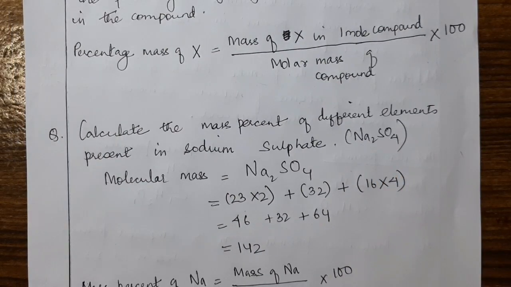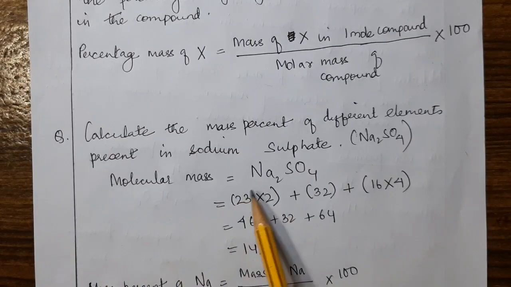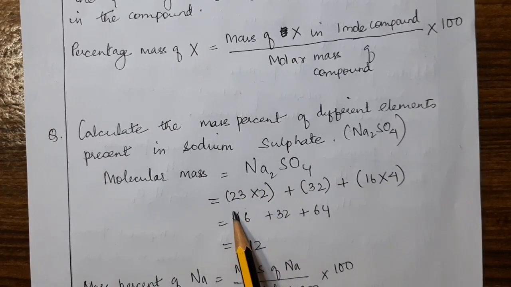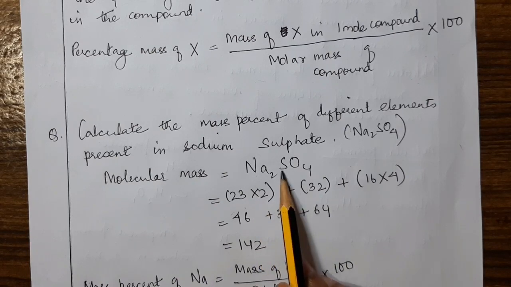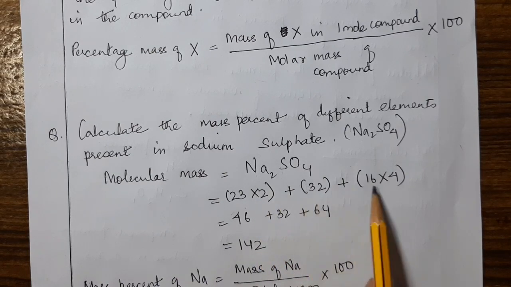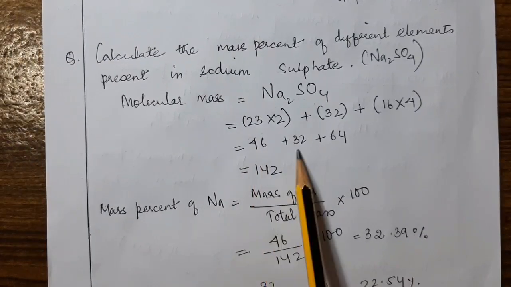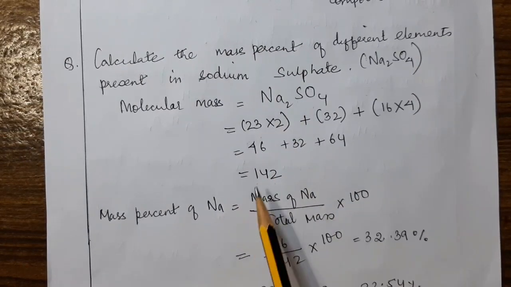oxygen. So for that, first we'll find out the molecular mass of Na2SO4. Sodium's atomic weight is 23. How many sodium are there? 2. Plus sulfur is 32, just 1 is there. Oxygen is 16, you know that. And how many oxygen are there? 4. So let's calculate: 23, 46, 32 and 64 equals 142. This is the molecular mass.